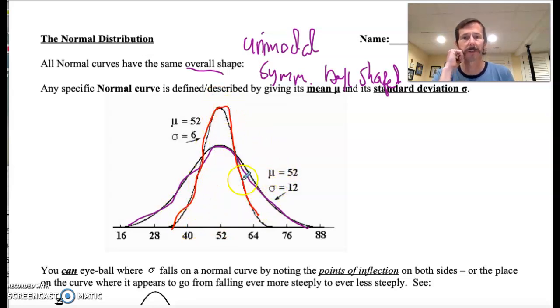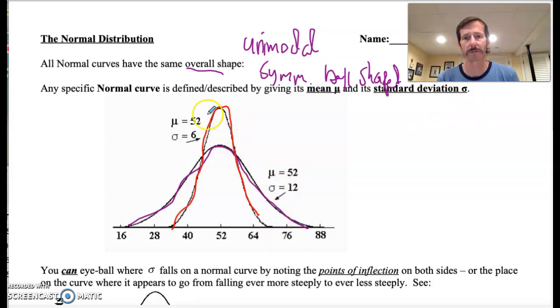Now the area underneath the red one is equal to 1. The area under the purple one is equal to 1. Notice that the red one makes up for it by having more area up here, and the purple one is making up for it by having a little more area off in the tails. And so any normal curve is defined by two values: the mean of that distribution, which is the average, and the standard deviation of the distribution, which is the descriptor of spread or width.